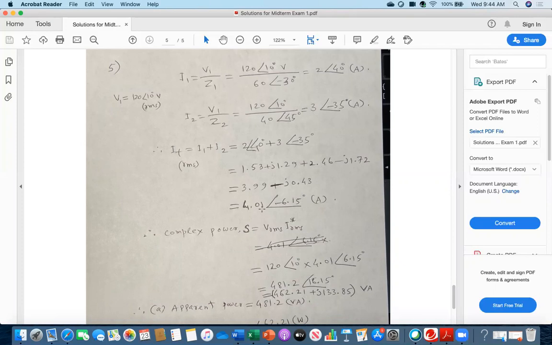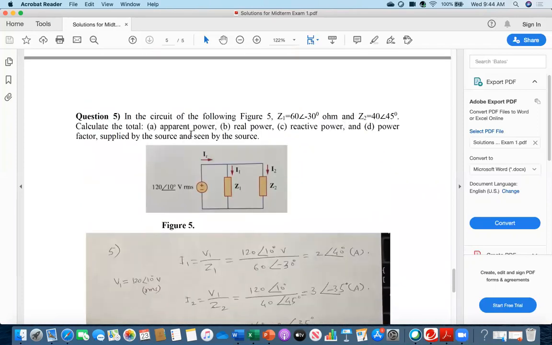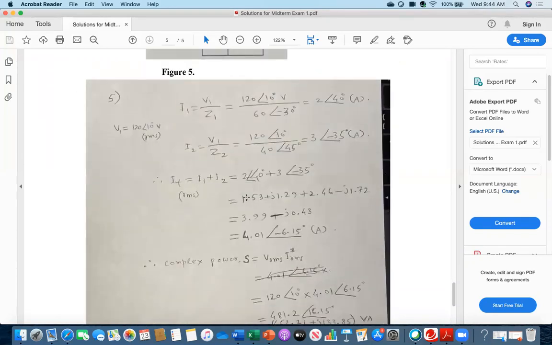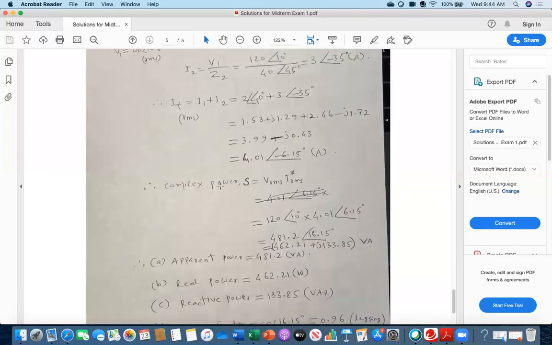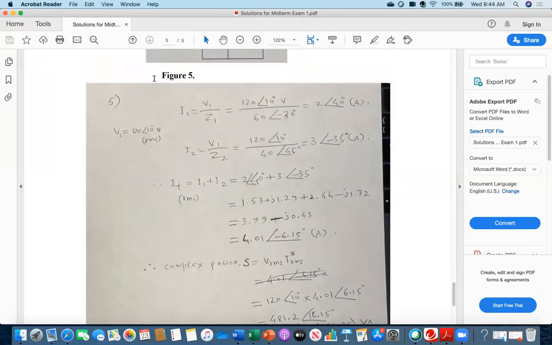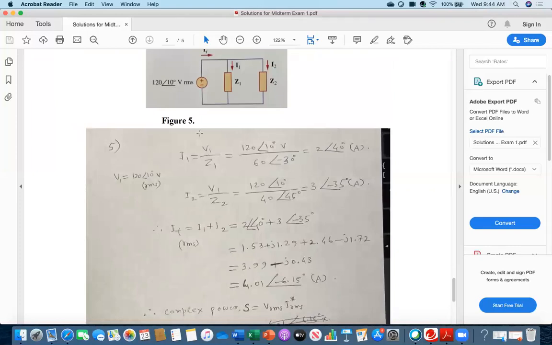Because my task is to find out the apparent power, real power, and reactive power, I am just calculating the complex power, and from the complex power I can easily calculate all these three. You might do it differently, no problem. But what I did, I calculated the complex power, bold capital S, equals VRMS times IRMS conjugate. You know this one. So what is my VRMS? It is this one, which was given, 120 at an angle of 10 degrees.